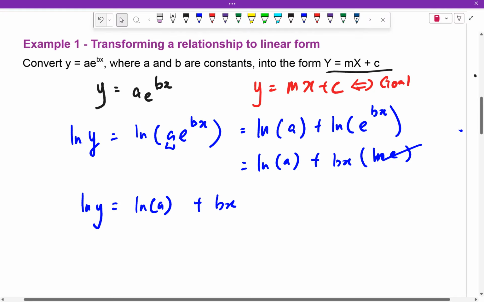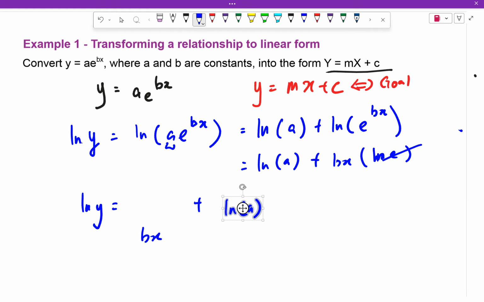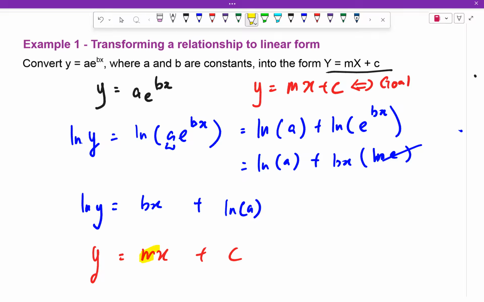如果我要 rearrange it, yeah, we can definitely do that. 我把 bx 放在这里, ln of a 放在这里. What you will realize here is that y equals to mx plus c. 你会看到的一个点 m is our b value, c is the entire thing of ln a, and we replace y with ln of y. So that's how you can compare it, and that's how you can linearize it.